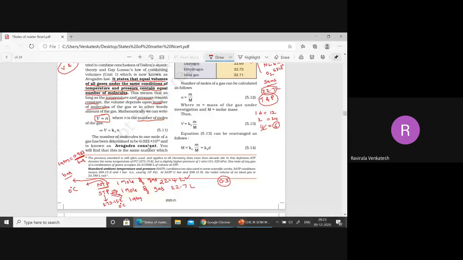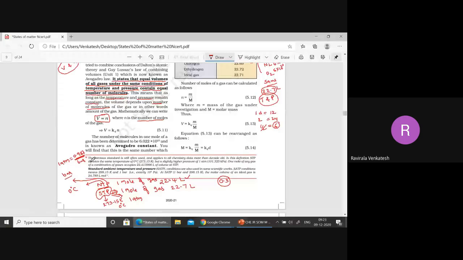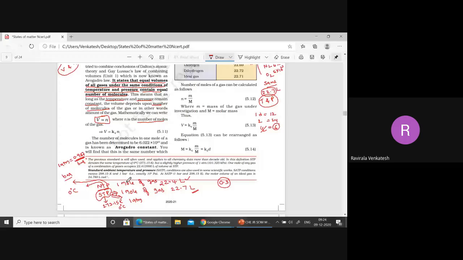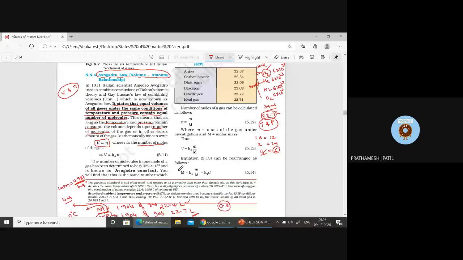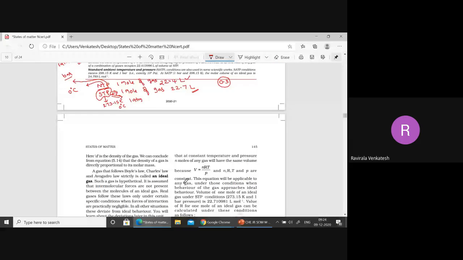So almost the same, 22.4, 22.7, but in most cases we will take STP conditions. In the previous books, STP gave 22.4, right? But according to our textbook, we can take 22.7. Why? Because according to NTP and STP conditions, from which law did we derive this? Anybody? Avogadro. Avogadro's law, right? Very good.